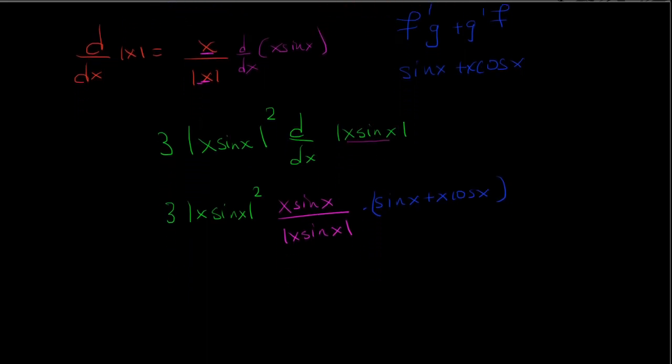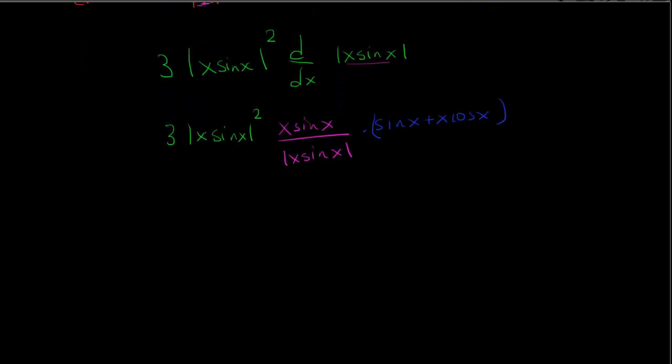Okay, and now notice that that's going to cancel. So the 2 becomes a 1, and then the absolute value of x sine of x goes away. So finally we say 3 times absolute value of x sine of x times x sine of x. So here this x sine of x is not in the absolute value. Okay, times sine of x plus x cosine of x. And that is my derivative.